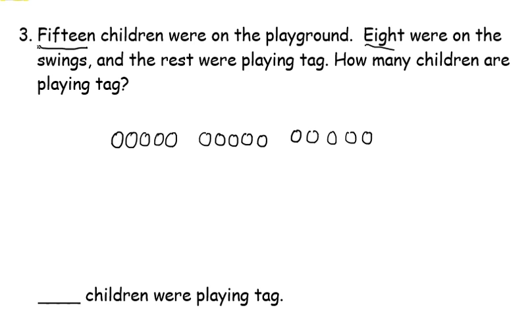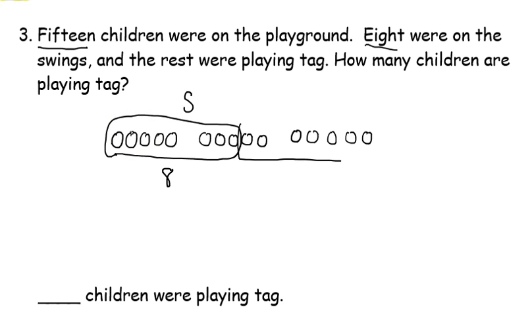Now let's circle the 8 that were playing on the swings. So I have 5 here and 3 more. That makes 8, and those children were on the swings. And then the rest of the children were playing tag. So I have 5 here and 2 more, so that's 7. 8 plus 7 is 15, and that tells me that 7 children were playing tag.